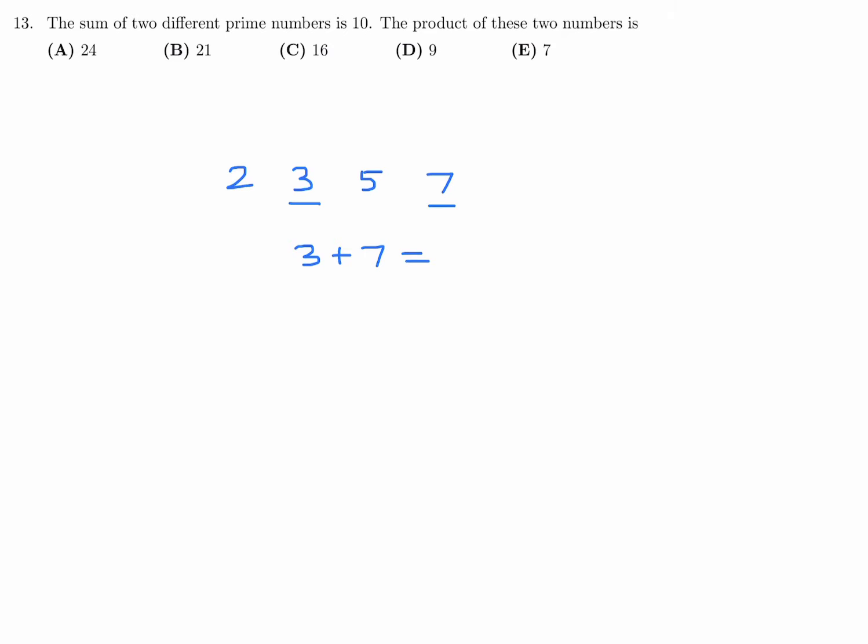Now, those are my prime numbers in this question. Now I have to find their product. So I have to find 3 times 7, and that is 21. So number 13, the answer is B.